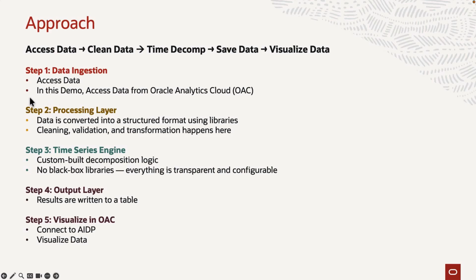The second step is preparation. In this step, we clean and standardize the data, ensuring it is analysis ready and consistent. In the third step, we run the prepared data through a custom-built decomposition logic, which quickly separates the data into trend, seasonality, and residual. In the fourth step, these processed insights are stored in the AI Data Platform. In the final step, we visualize these insights in OAC.